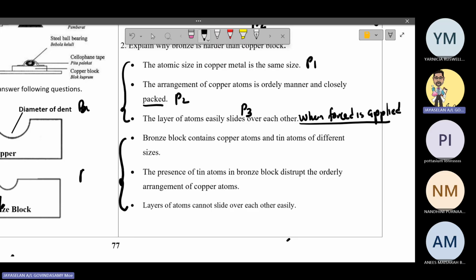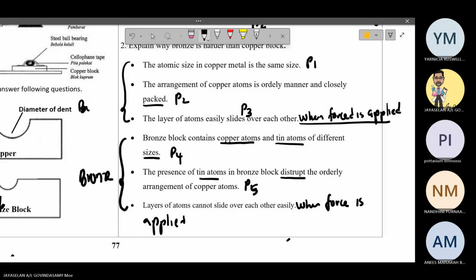Then you talk about bronze block. Bronze block contains copper atoms and tin atoms of different size. Different sizes lah. You already score your point 4. The presence of tin atom disrupt, mengganggu, orderly arrangement of copper atom. This one wajib tulis. Point 5. The layer of atoms cannot slide over each other easily. Mesti tulis when force is applied. You already score your point 6. Very important, must memorize this for your exam. Any question?